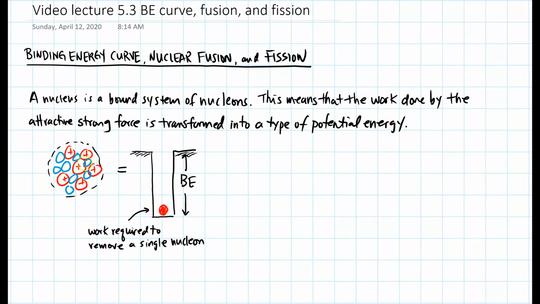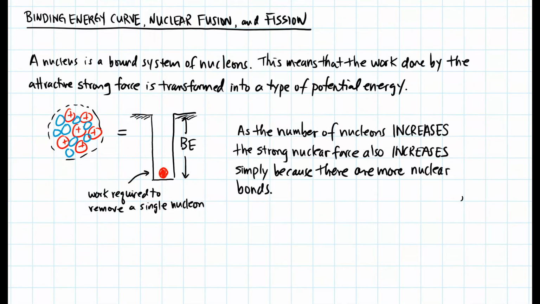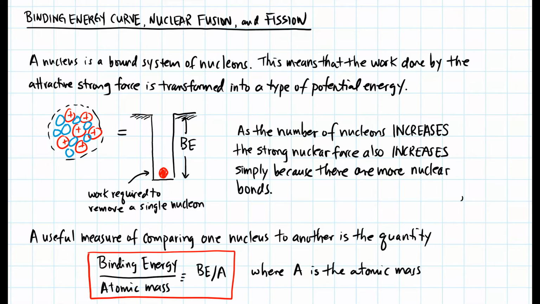If I focus on just one of these, either the proton or the neutron, I can replace this binding as a potential well, where this is a trapped nucleon. And the binding energy is the work required to remove a single nucleon. As the number of nucleons increases, the strong nuclear force also increases, simply because there are more nuclear bonds. A useful measure of comparing one nucleus to another is the quantity binding energy per nucleon, which I'll write as Be divided by A, where A is the atomic mass number of an atom.